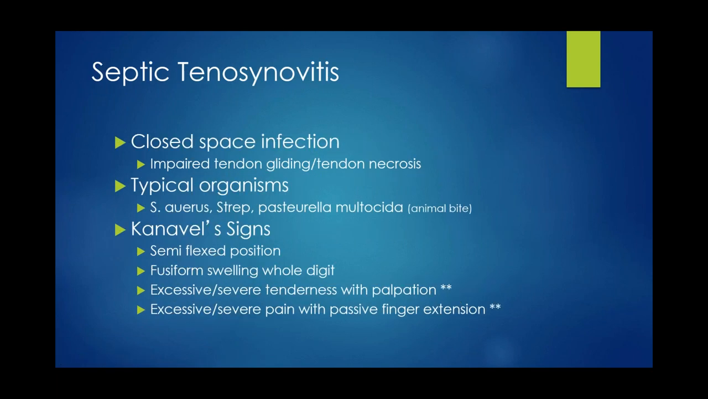Septic tenosynovitis typically would present to the emergency room as it would be quite painful. It's typically involving one of the tendon sheaths, which tend to be closed spaces, would involve some of normal skin flora such as staph aureus or strep, or pasteurella from an animal bite. The patients would be exquisitely tender to palpation. They would have a lot of pain with passive or active motion. You would see gross swelling of the involved region as well.